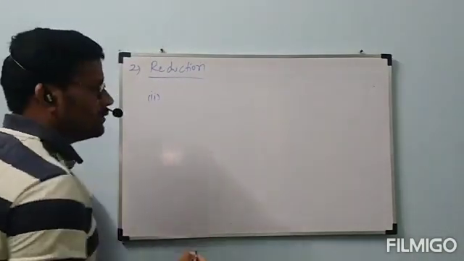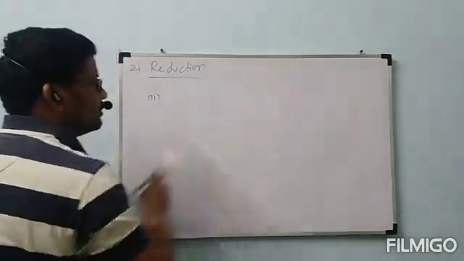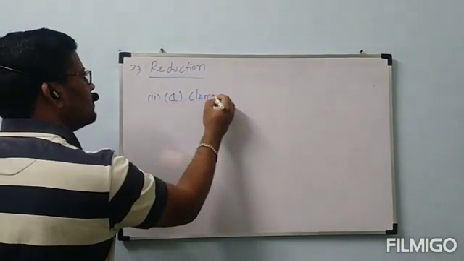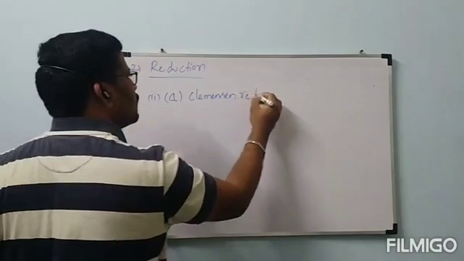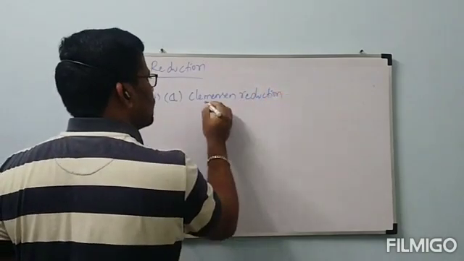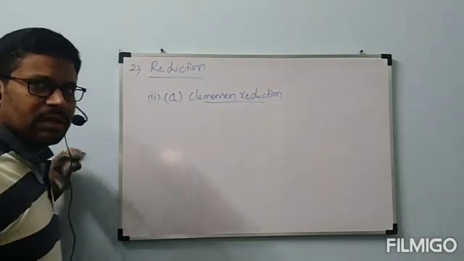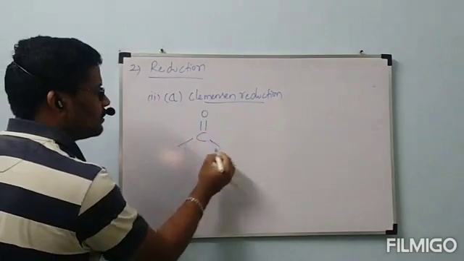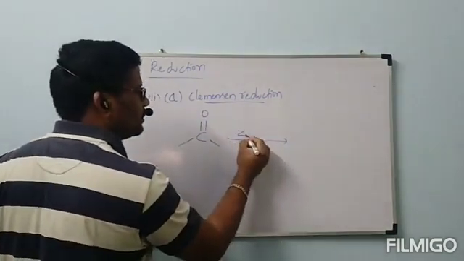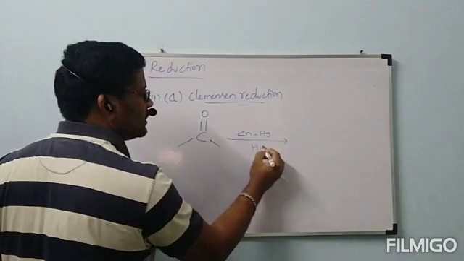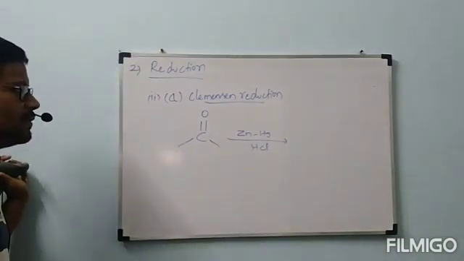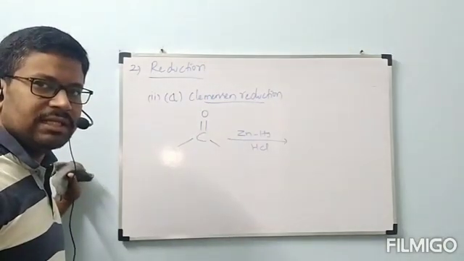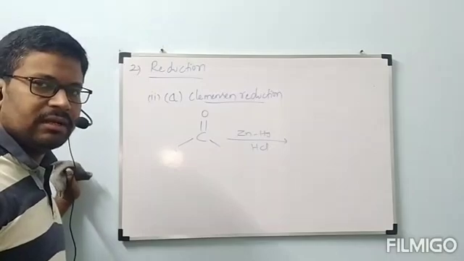Under section two we have two named reactions. The first one, A, is the Clemmensen reduction. Very simple only. Clemmensen reduction involves reaction of C double bond O with zinc amalgam and HCl. Zinc amalgam is nothing but an alloy of zinc and mercury.